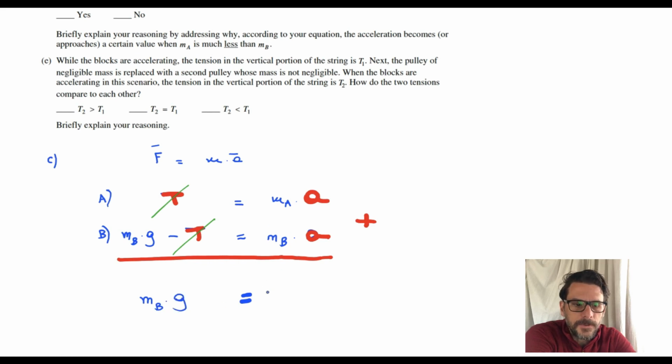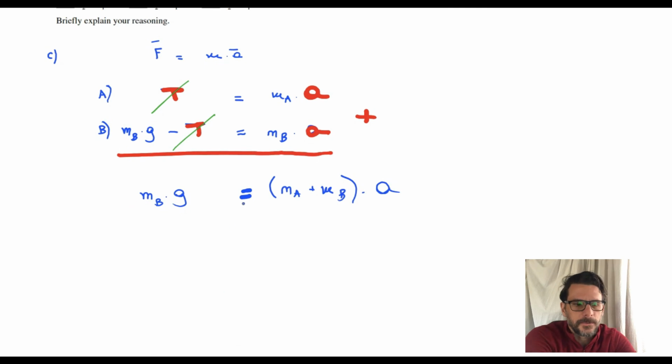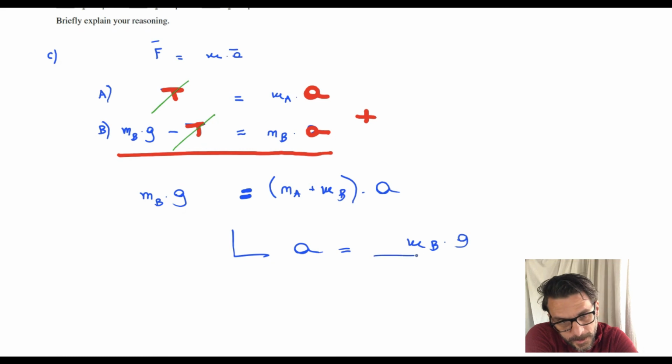On the right side of the equation, we have a common factor, which is a. We'll just write mass of A plus mass of B multiplied by the acceleration. As a final step, we'll take this bracket, the total mass of the system, dividing to the other side. So we will be able to say acceleration equals mass of B times gravity divided by the total mass of the system, or mass of A plus mass of B.